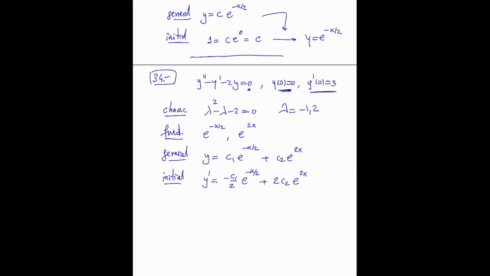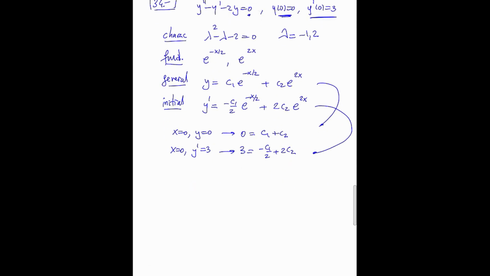So let's go. When x equals 0, y equals 0. So we use this one here: 0 is c1 plus c2, because e to the 0 is 1. And when x equals 0, y prime equals 3. So now we use this one: 3 equals minus c1 plus 2 c2. Now we have to solve this system: c1 plus c2 equals 0, and 2c2 minus c1 equals 3.